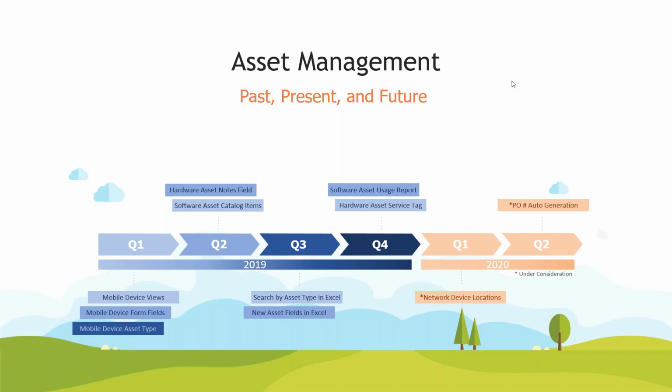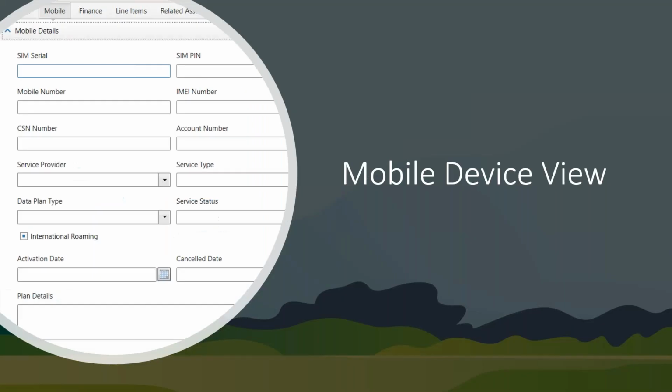For Q1, we currently have under consideration adding network device locations. This is the idea of being able to relate locations to network devices. This isn't currently possible, so we're investigating this, and this is another community request. And lastly, for Q2, under consideration right now is adding in PO number auto generation. This is something that you'd be able to enable or disable in your own environment. And if you had it enabled, we'd automatically generate the PO number for you upon opening a new PO. And that's it, Mike.